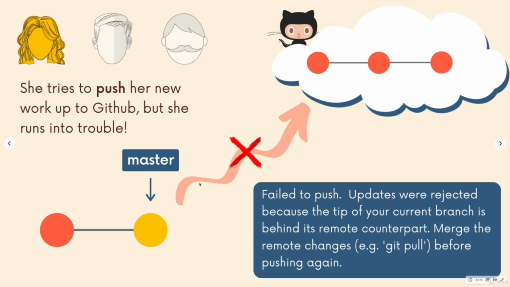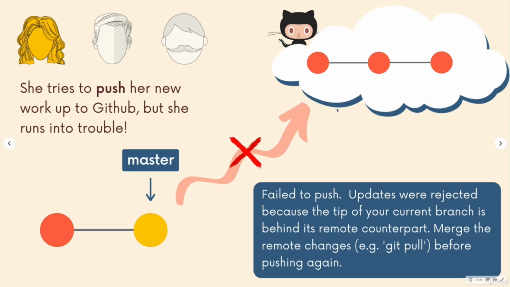So she tries it. Git push origin master. But she's not allowed to. Why? Well, she gets this message. Failed to push. Updates were rejected because the tip of your current branch is behind its remote counterpart. Merge the remote changes, git pull, before pushing again. So Git is telling her, I can't do that. There are changes that you don't have on GitHub. You need to get those changes and merge yours with those changes, and then you can push back up.